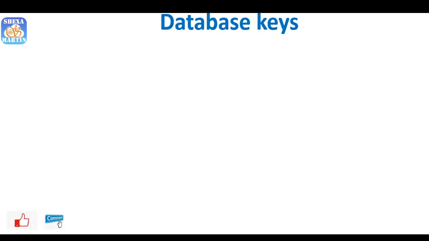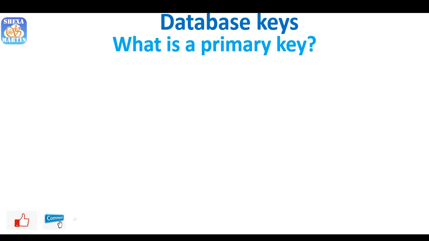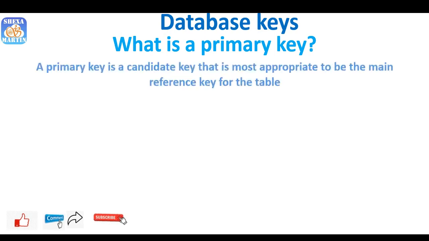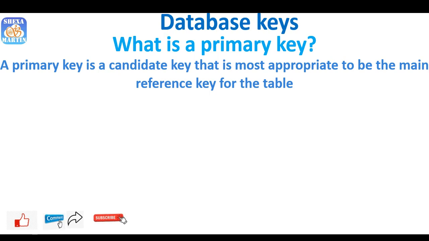Let's now look at another key which I think everybody is aware of or fully understands. We have a primary key. I think this one is well known. Let me just give you the definition here. A primary key is a candidate key that is most appropriate to be the main reference key for the table. As its name suggests, it is the primary key of reference.